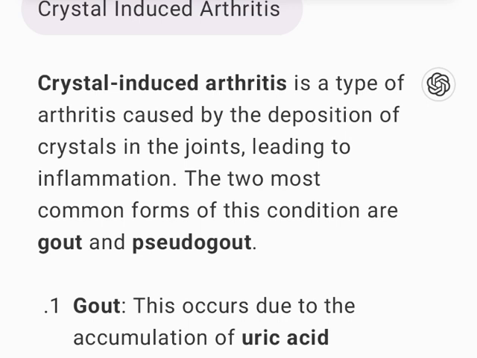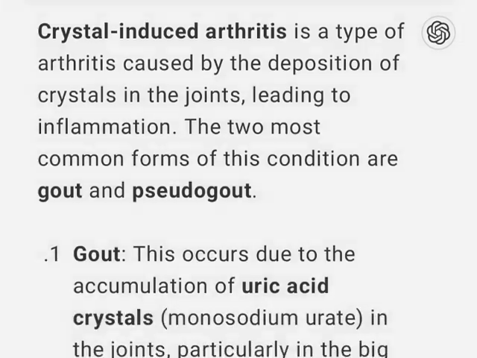Crystal-induced arthritis is a type of arthritis caused by the deposition of crystals in the joints, leading to inflammation. The two most common forms of this condition are gout and pseudogout.